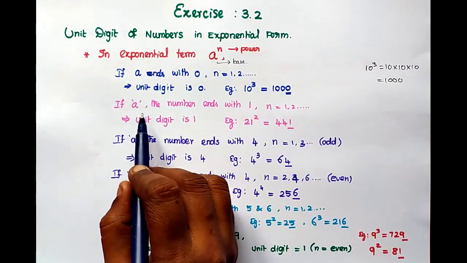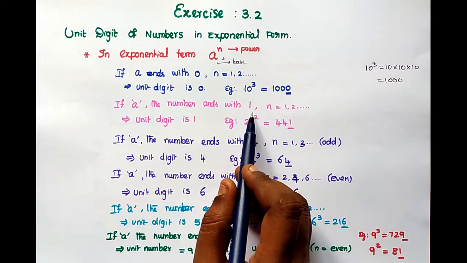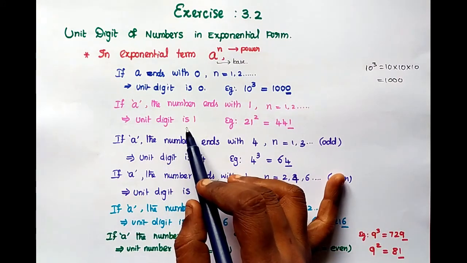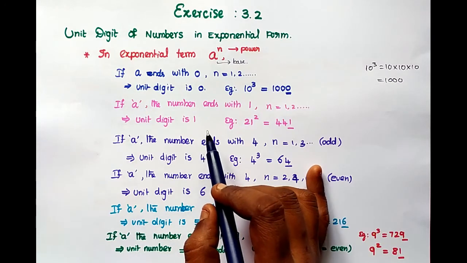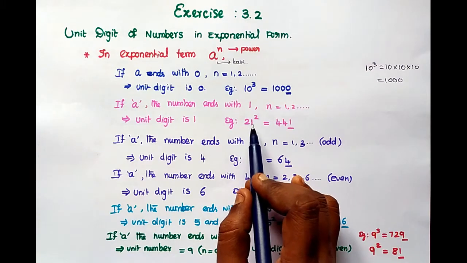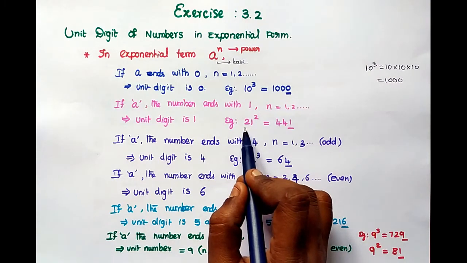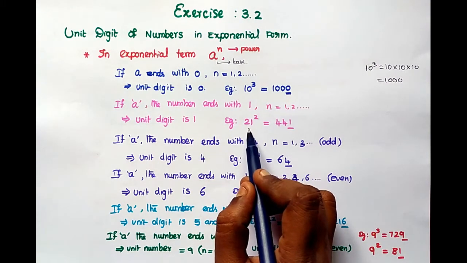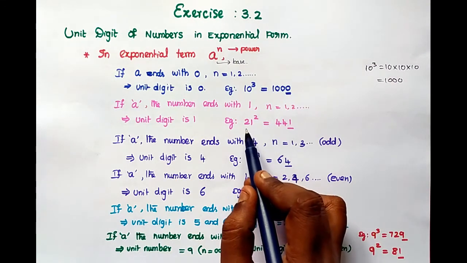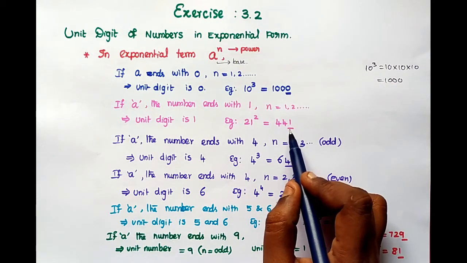Next, if the base number ends with 1 and n is a natural number, the unit digit of the result is also 1. For example, 21 squared. The base ends with 1 and the power is 2. Its result is 21 into 21, 441. The unit digit of the result is 1.